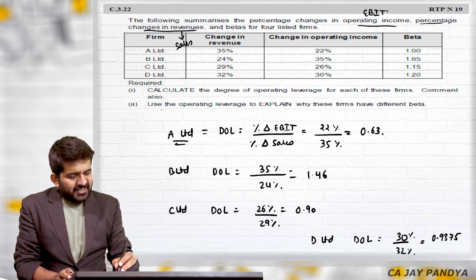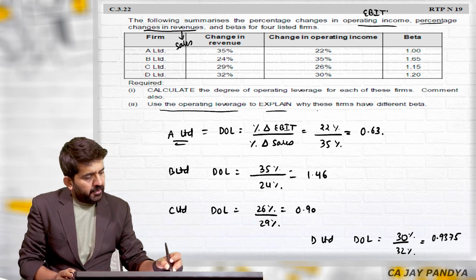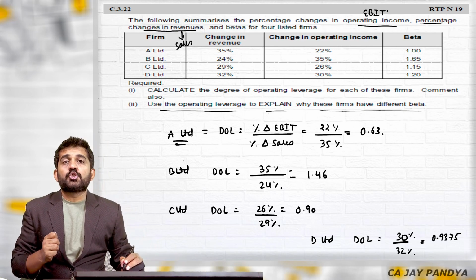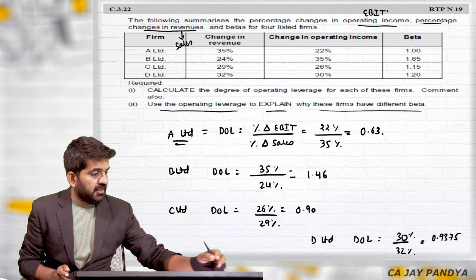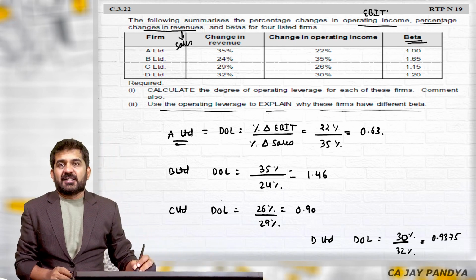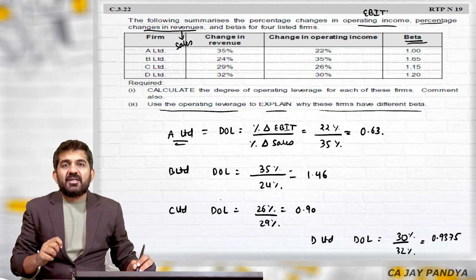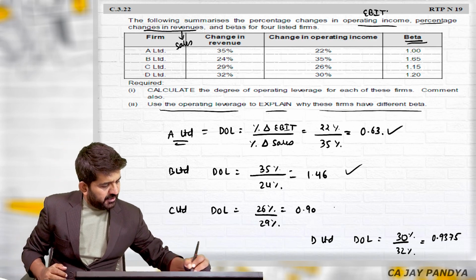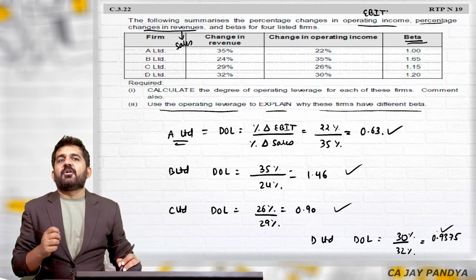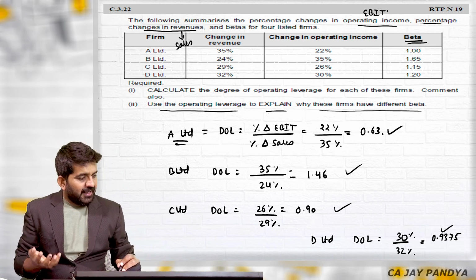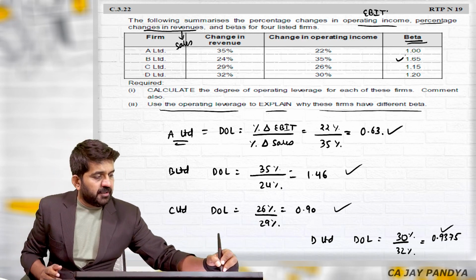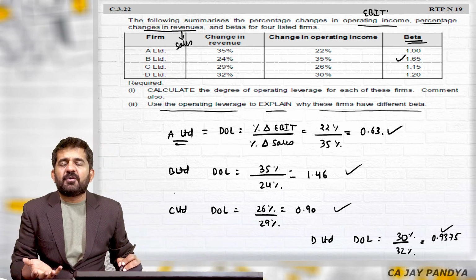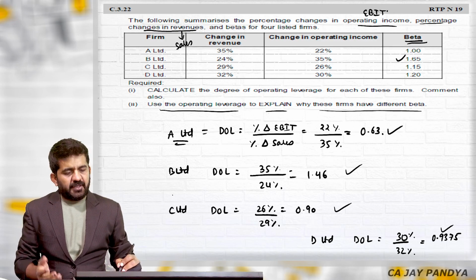What is also asked in the question is, use the operating leverage to explain why these firms have different beta. Operating leverage shows you operating risk. Even beta is a measurement of risk. So, different risk, different beta. Operating leverage is not the same, so risk for different companies is different. Higher the operating leverage, higher should be the beta. Higher is the risk. So, as the risk of different companies is different, beta of different companies is different.